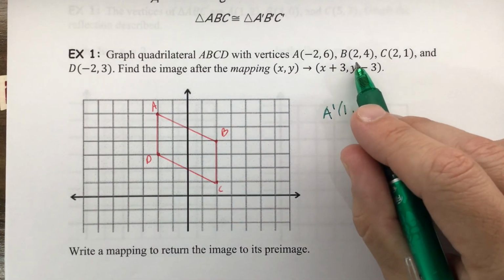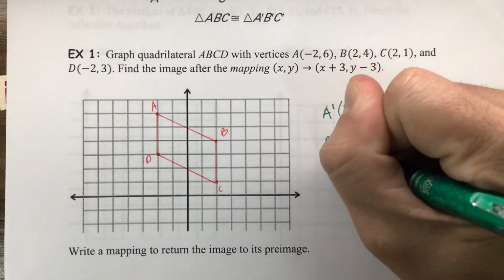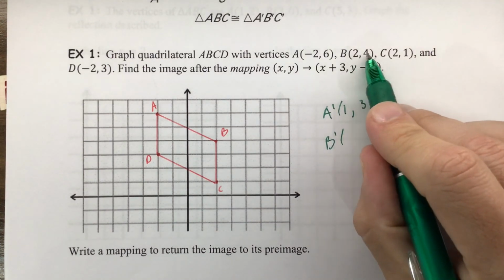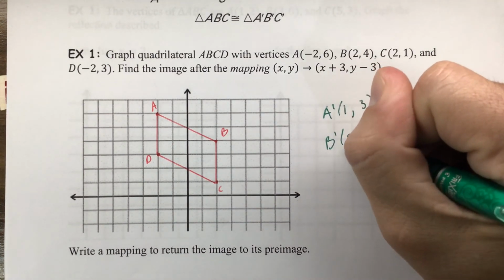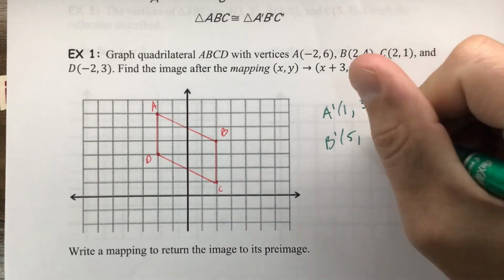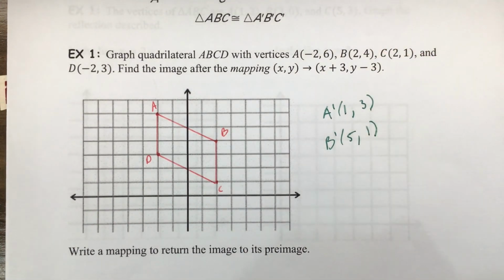All right, let's go ahead and do B prime before I actually start to graph anything here. So B prime, we're going to use 2 and 4. 2 plus 3 is 5, and 4 minus 3 is 1. So that's going to give us B prime. And now I'm going to go ahead and graph those just so that you can see when those 2 points are connected.